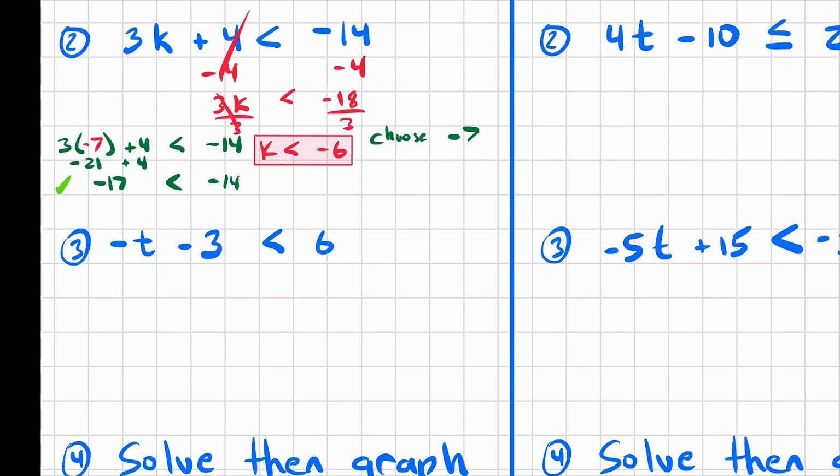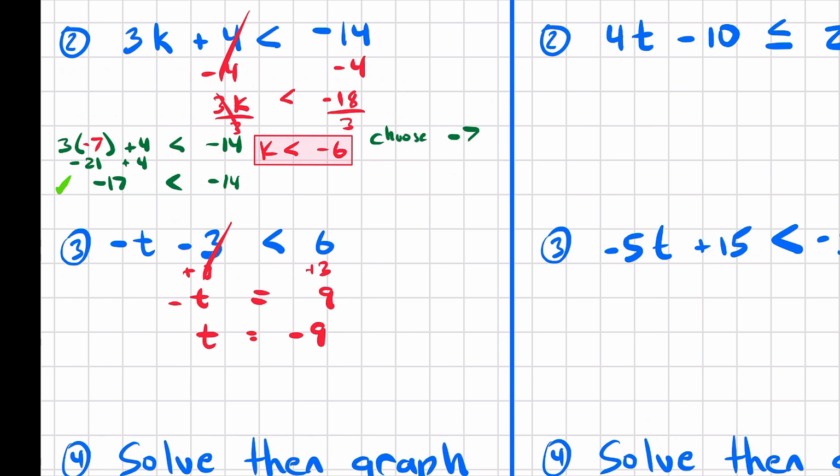Okay, let's move on to question number 3, and this one is a two-step as well. I've got negative t minus 3 is less than 6. So again, what I'm going to do is add 3 to both sides, and I've got negative t is less than 9. Now remember when this was equals, so I'll just take that out. Let's pretend that's equals. And remember, if we had negative t equals 9, then we would just write down that t would equal the opposite of that, negative 9.